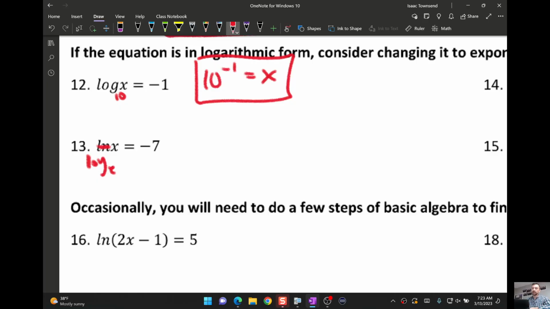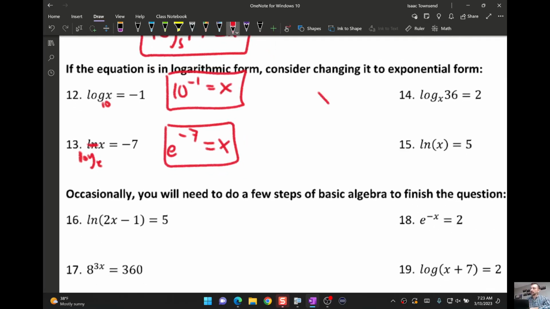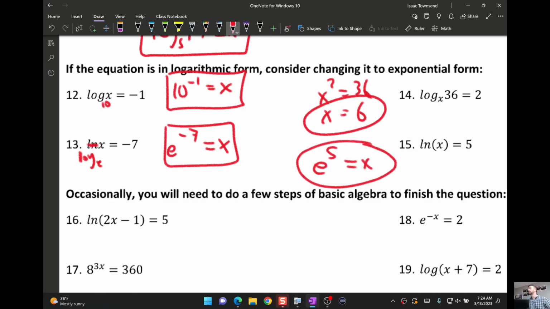Natural log means log base e. Switch the forms, and it's solved. Switch the forms, and it's basically solved. You have to do one more step, I guess. Switch the forms, and it's solved.